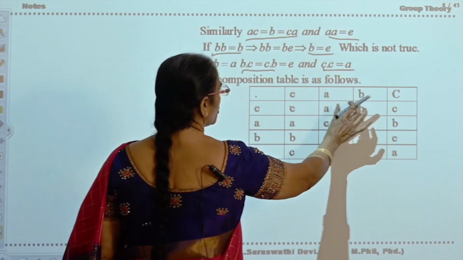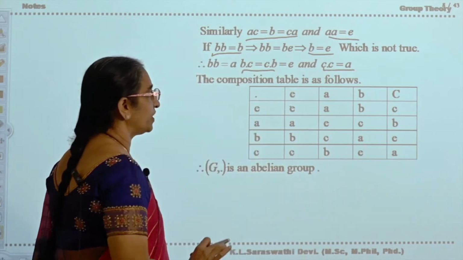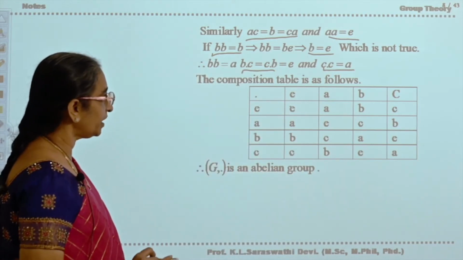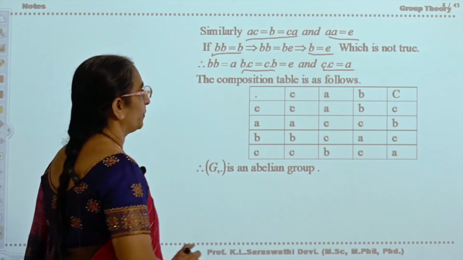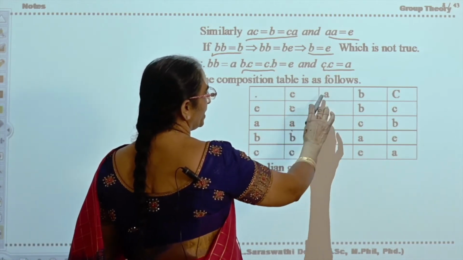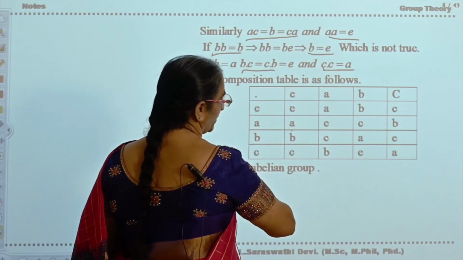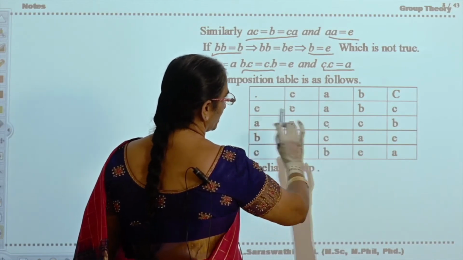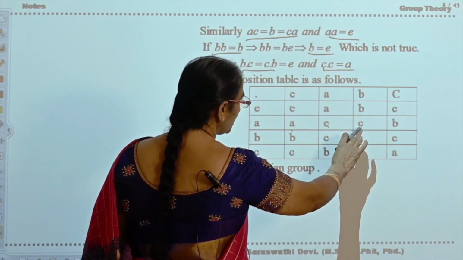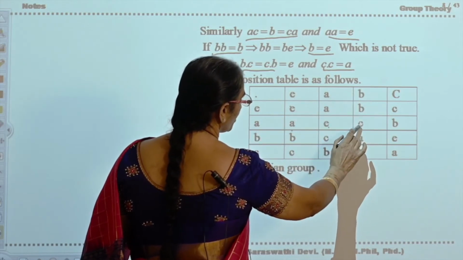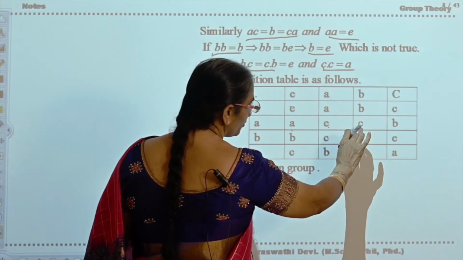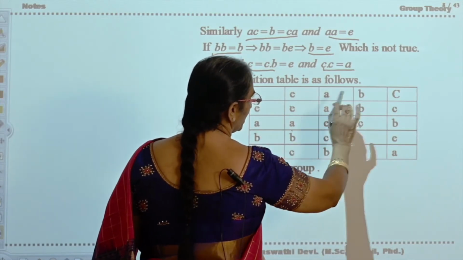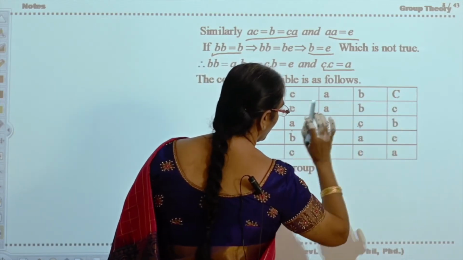The first row, first column you can easily fill, because E is the identity. Now, in order to fill the second row, see here, if you take A dot A, A is repeated. Okay, so you take E. After that, if you write here A dot B, B is repeated. So you should not write B. Therefore, you have to write C. Similarly, A dot C is equal to B. The remaining element you have to write.